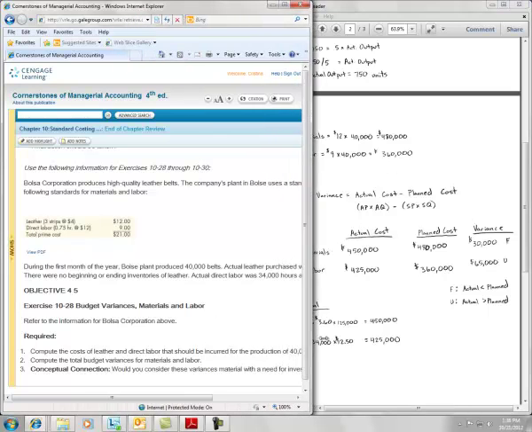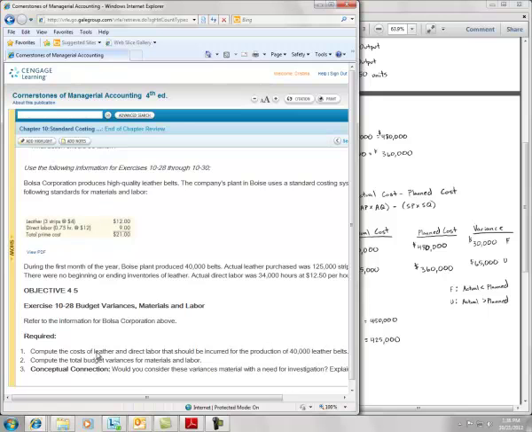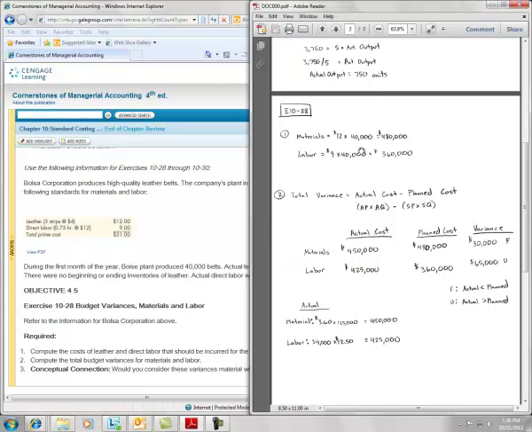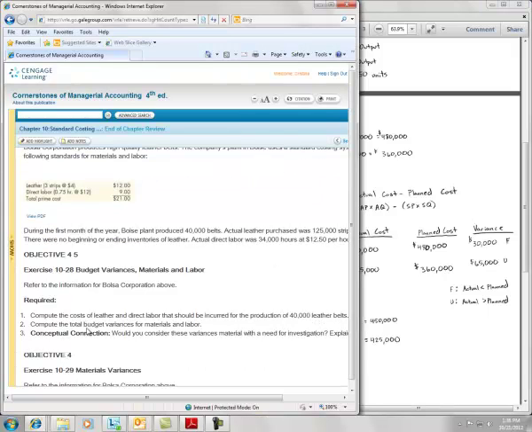So just some simple multiplication for the first part here. What should be incurred? Again, materials 480,000, labor 360,000. Next up, we're asked to compute the total budget variances for material and for labor.